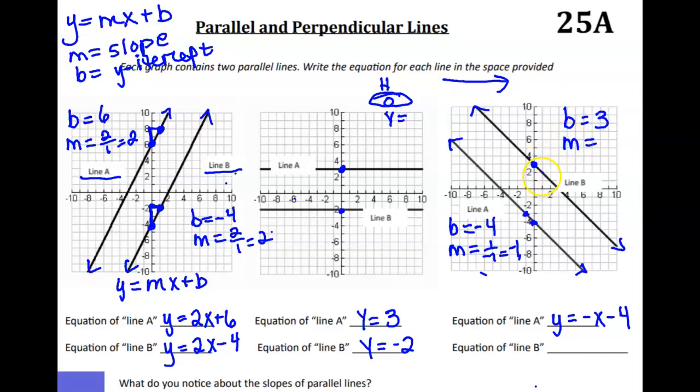Now looking at line B, identifying the y-intercept, we've got y-intercept is 3, and the slope here, we're going to go down 1 to the right 1, so it's a -1. So our slope here is -1, and the equation is y is equal to -x plus 3.